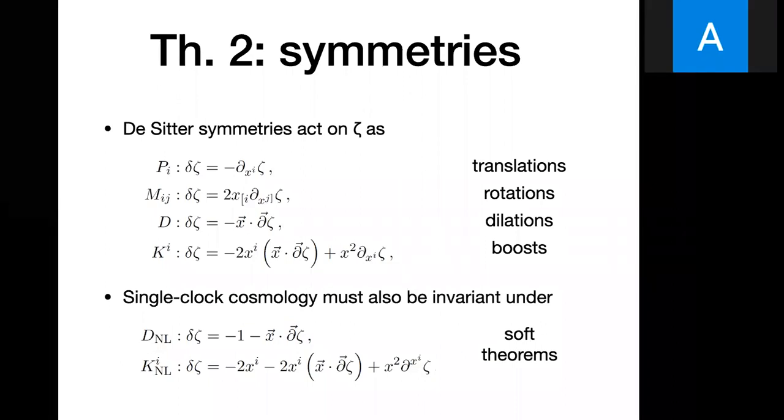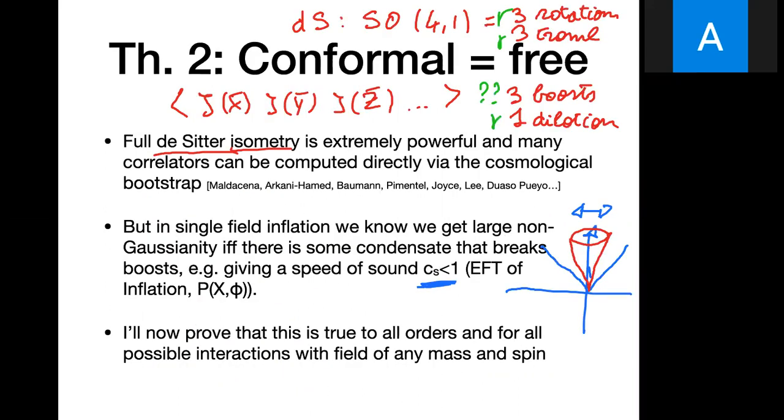Can I ask a question? Sorry, it's still on the previous part, before you go ahead. I just wanted to ask, this fixing of the ambiguity on field redefinitions, is this proven for scalars or? We only prove it for scalars, exactly.